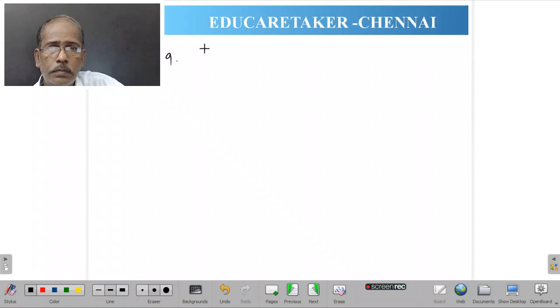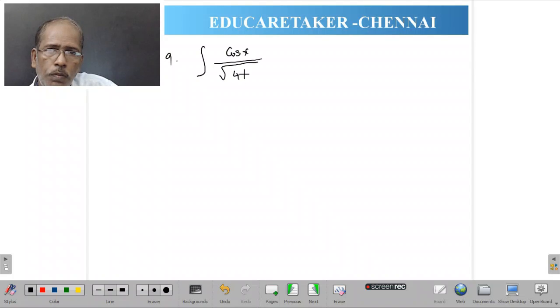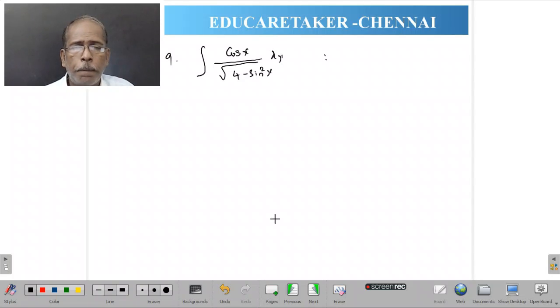Integral of cos x, the denominator root of 4 minus sine square x. Very normal question. If we look for the connectivity within the integrand, we have cos x factor and sin x is one of the terms from the denominator. What is the connectivity?